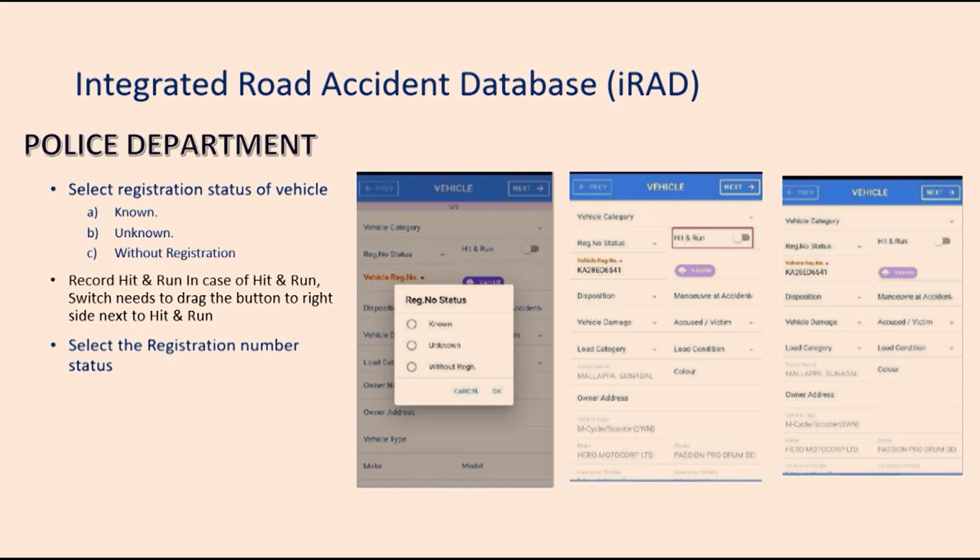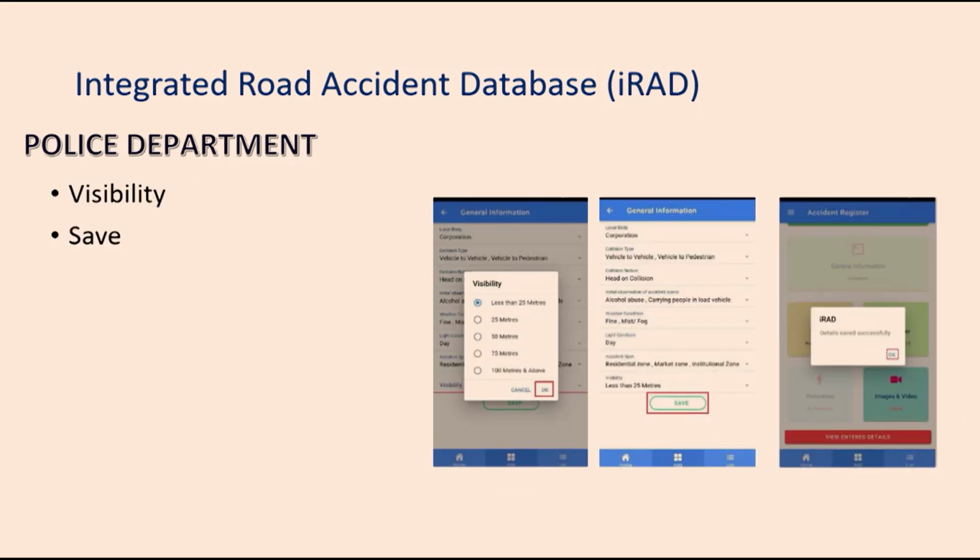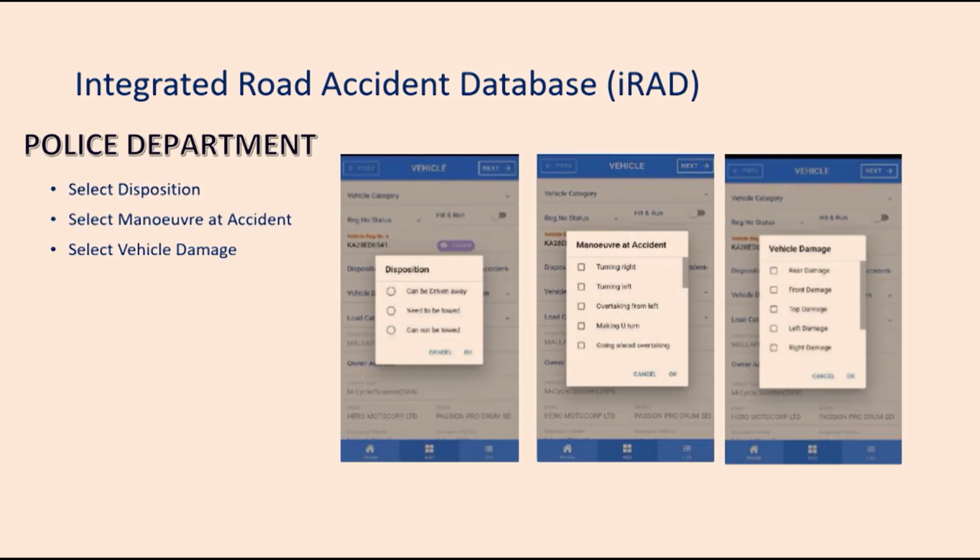Then the registration status of that vehicle. Sometimes the vehicle is so scrambled that you do not even find the registration plate, so you do not know whether the vehicle was registered or not. Then once you fill all these details, visibility it will also ask. Then all the data will get saved.